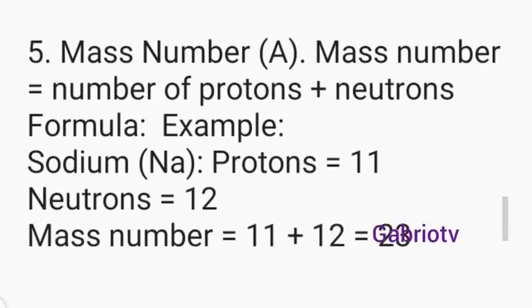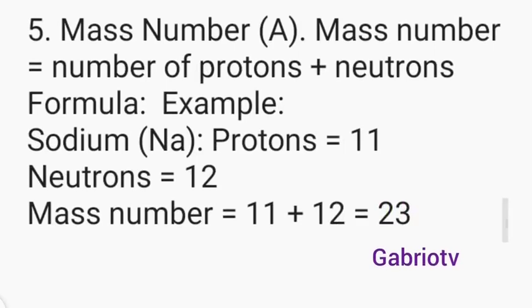The next thing you need to know about atomic structure is the mass number. The mass number is equal to the number of protons plus neutrons. So when I have my proton number, I can easily calculate my neutron number if I have the mass number. Or if I have the protons and the neutrons, I can easily calculate the mass number. And if I have the mass number and the protons, I can easily calculate my neutrons.